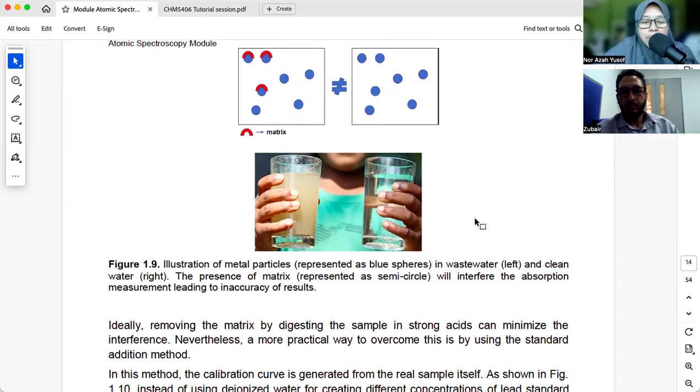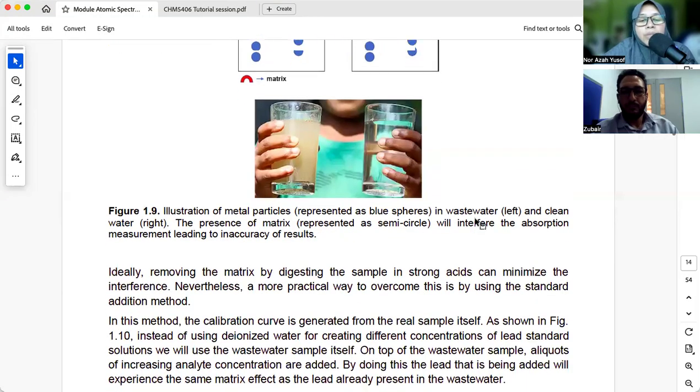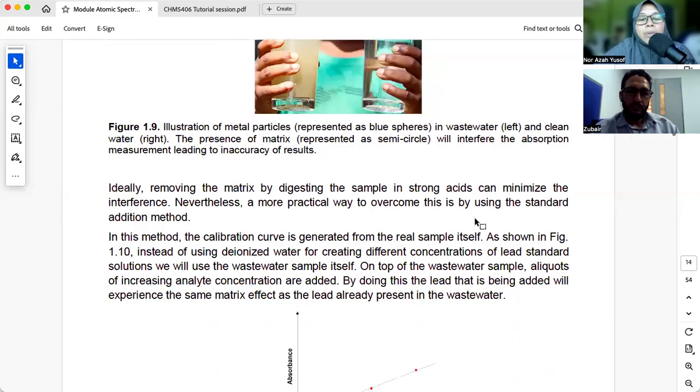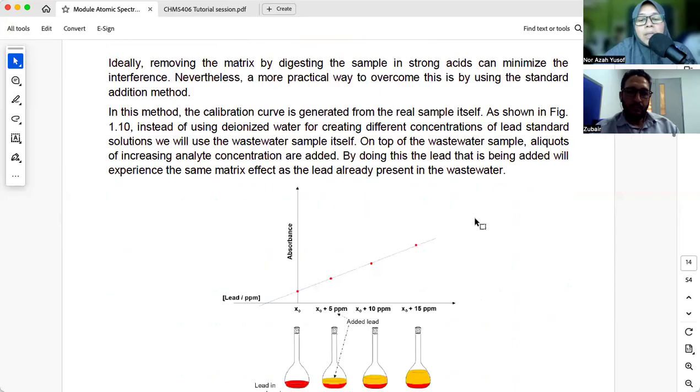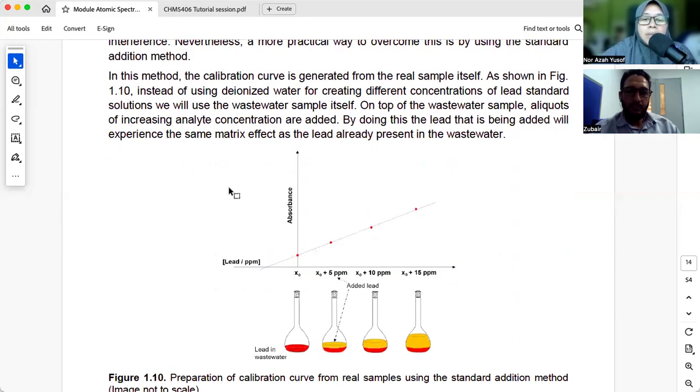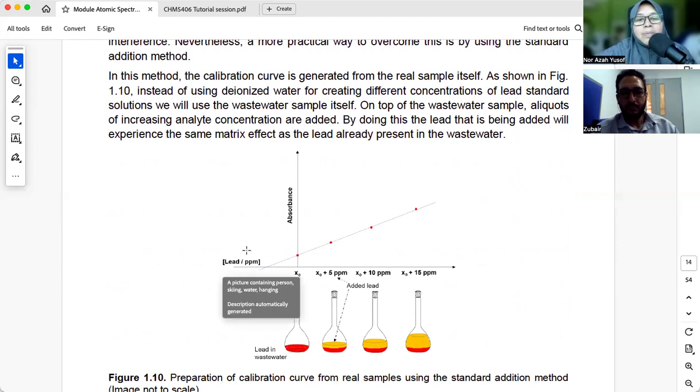You can do separation, but it's very difficult to separate and then do analysis. So instead of doing separation, we can do what we call a standard addition method. This is how the standard addition method works, because you need to prepare a calibration plot first before you can run the AAS, right? So let's say you are doing, let's change lead to potassium.